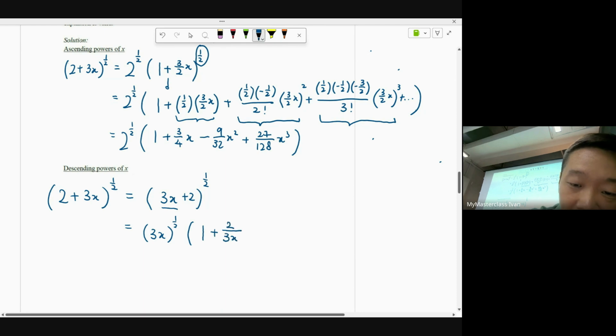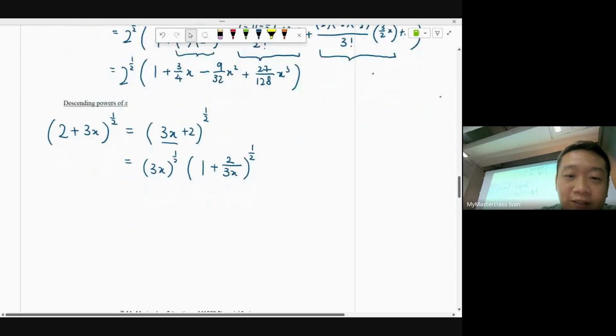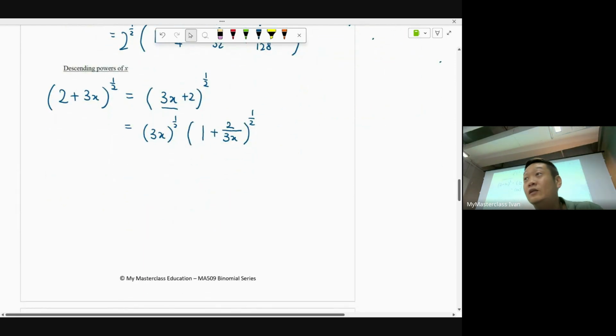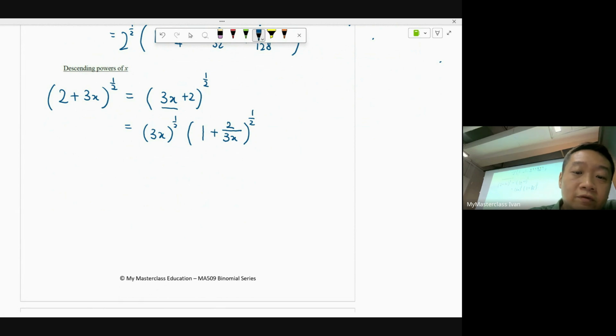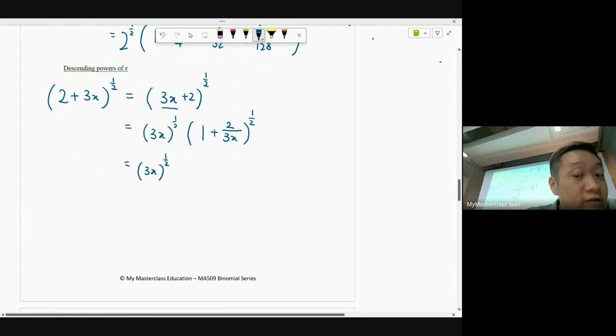1 plus 2. Good, the x is at the denominator. You can see the reason why we want to do descending power is the x must be the denominator, because when the x is at the denominator, it goes bigger, right? Means the whole thing becomes smaller. Okay, so this guy we just leave as it is, to the power of half. Don't forget to factorize the 3x. Okay, now we do the binomial.